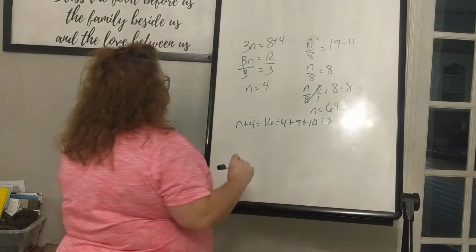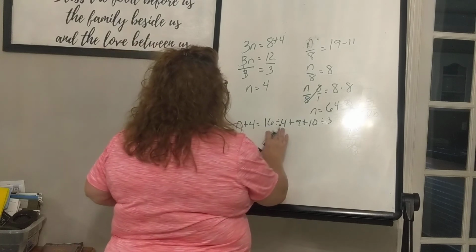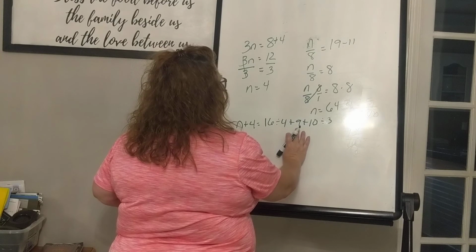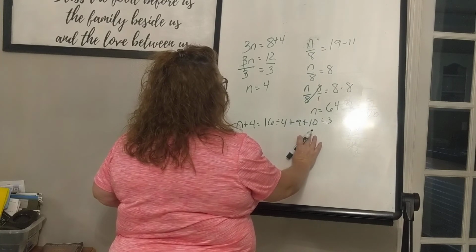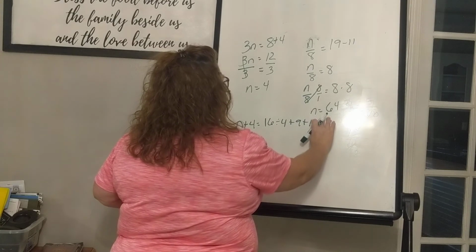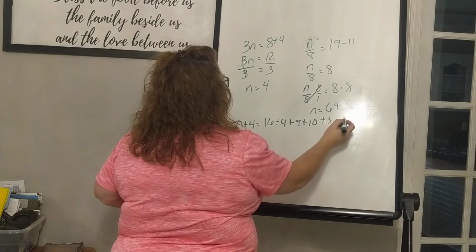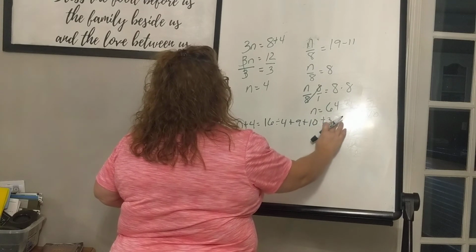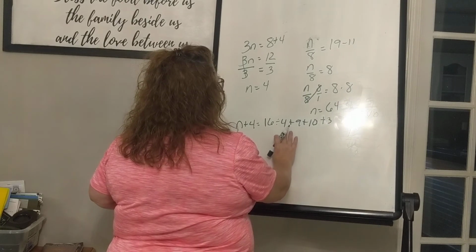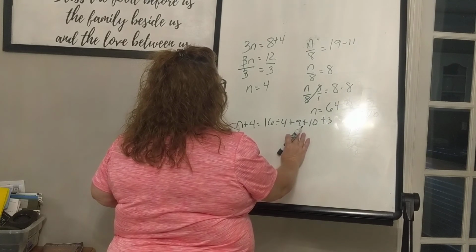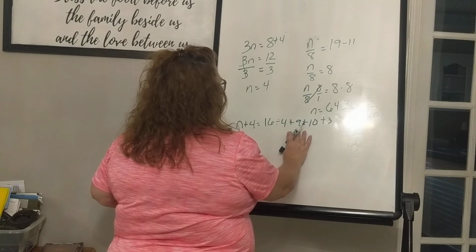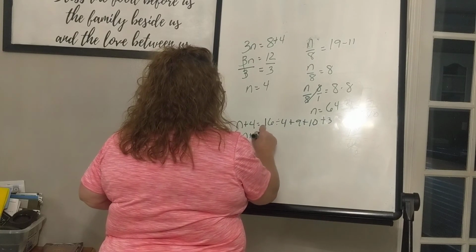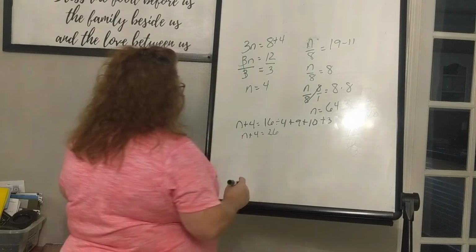Alright, so let's see if that works. Divided by 3. 16 divided by 4 is 4. 4 plus 9 is 13. 13 plus 10 is 23. Nope, it must be plus. And 23 plus 3 is 26. Let me do it again to make sure. 16 divided by 4 is 4. 4 plus 9 is 13. 13 plus 10 is 23. Plus 3 is 26. So n plus 4 equals 26.